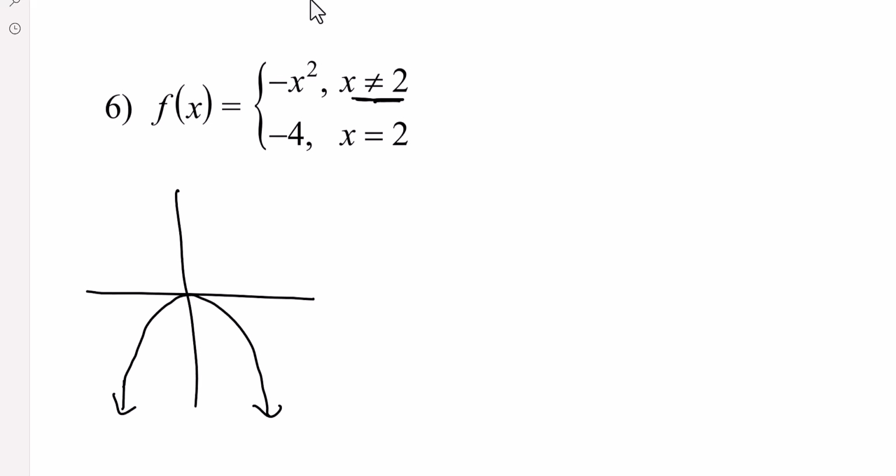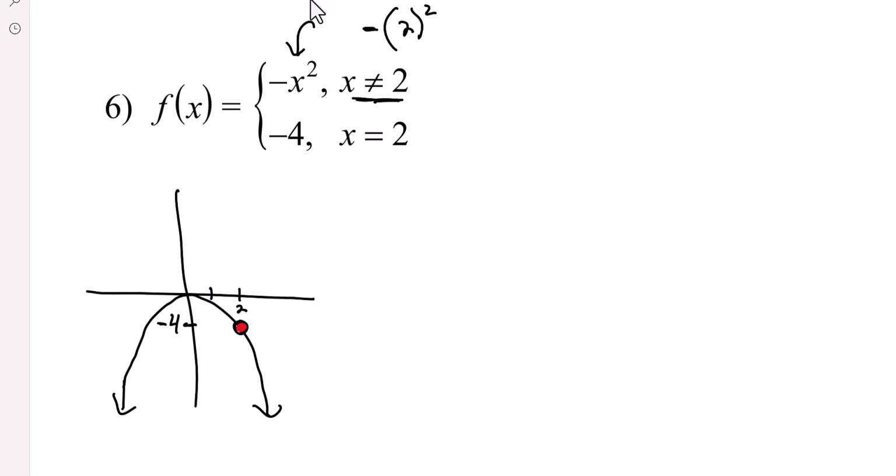But this limitation right here says that where x is equal to 2, it doesn't equal that. So down here at -4, there's going to be a hollow dot. Because look, if we plug 2 in there, 2 squared is 4, but the opposite of 4 is -4. And then where x is equal to 2, there's also a solid dot.